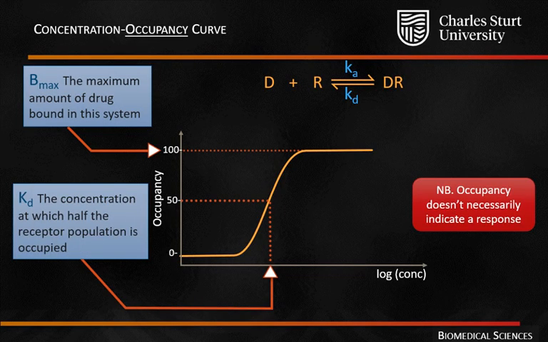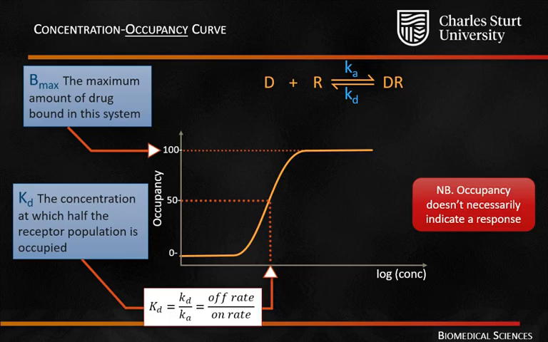The next point is the Kd. Now, this is a dissociation constant. And this is a concentration at which half the receptor population is occupied. So there's your halfway point of occupancy, and here is the concentration, which is the Kd for that to occur. Now, this is actually based on the on and the off rate. It's a kind of a ratio between the two.